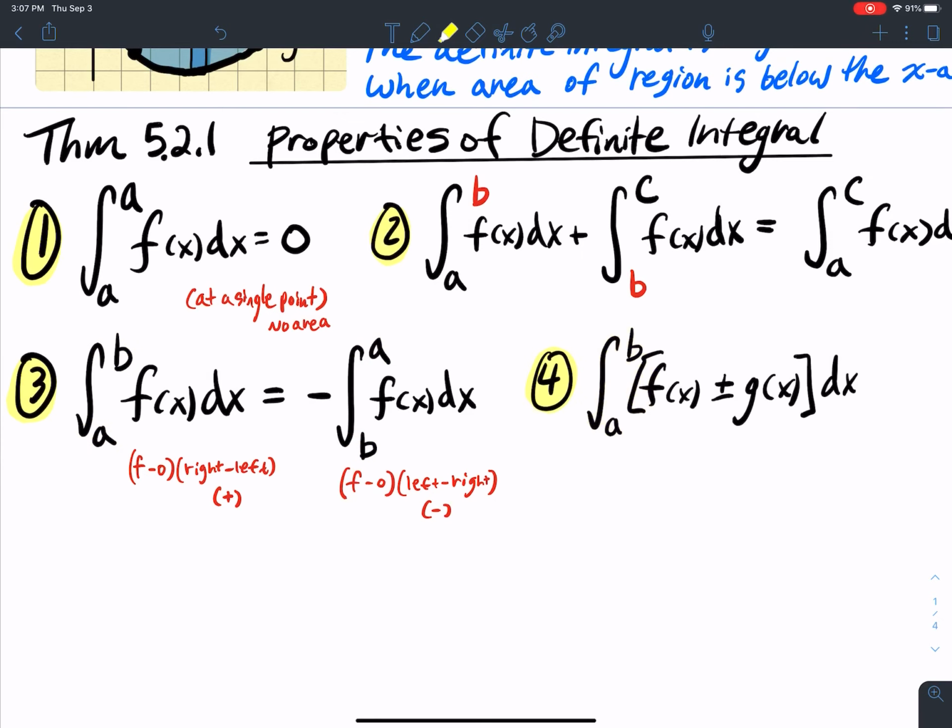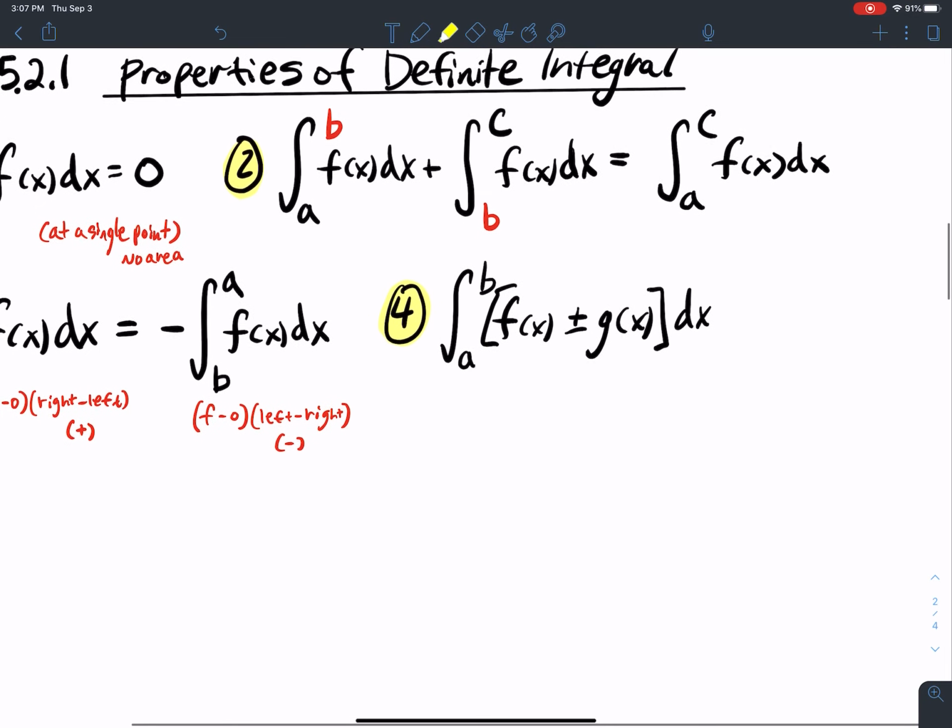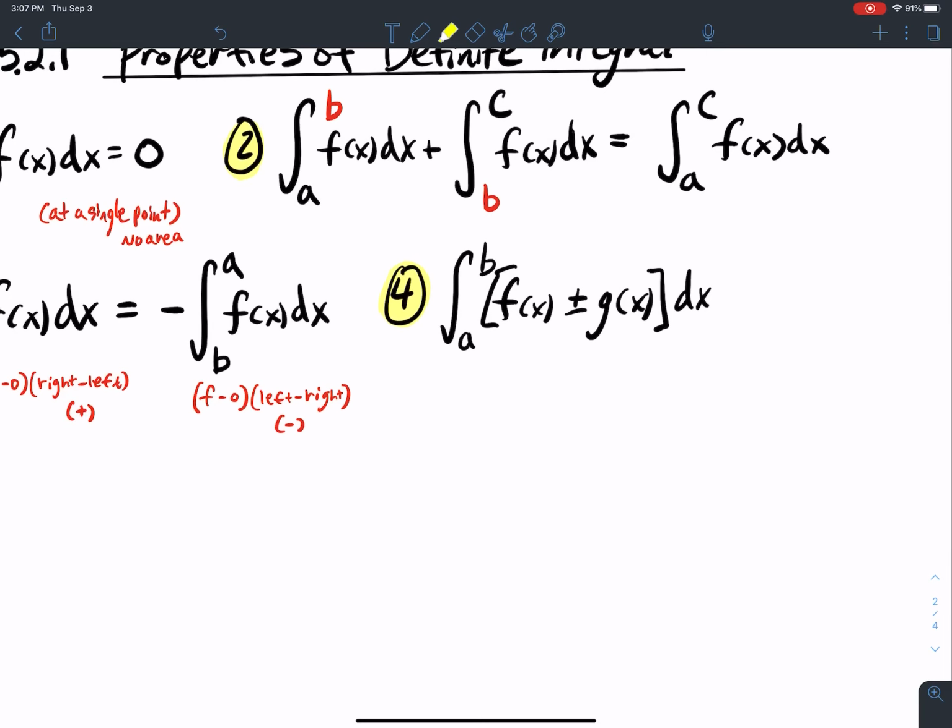Okay? This rule says that if I have the integral of the sum of functions, or the difference, plus or minus, then that's equal to the integral of the first function plus or minus the integral of the second function. Okay? So plus or minus depending on what symbol is put into that.